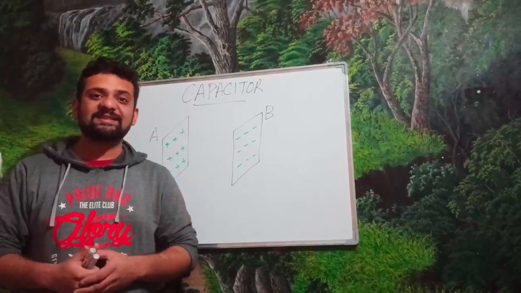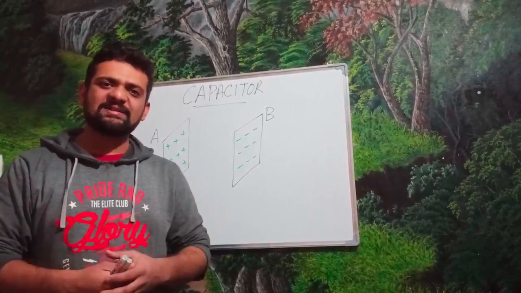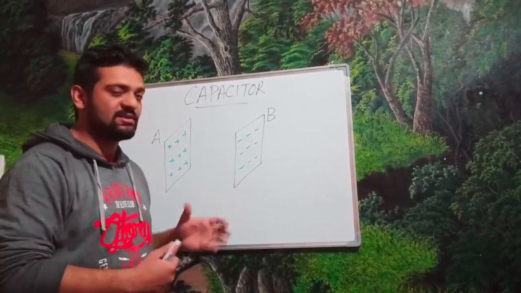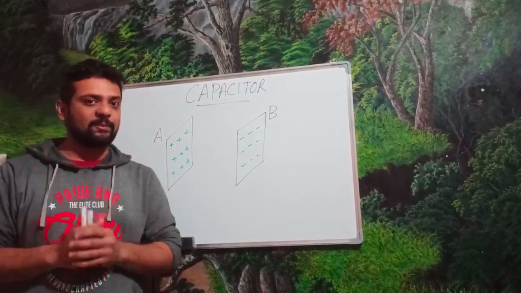Our mobile phone touch screens do use the phenomenon known as capacitance. We will try and understand what is capacitance and the capacitor in general. The capacitor, as shown over here, is made out of two different metallic plates.